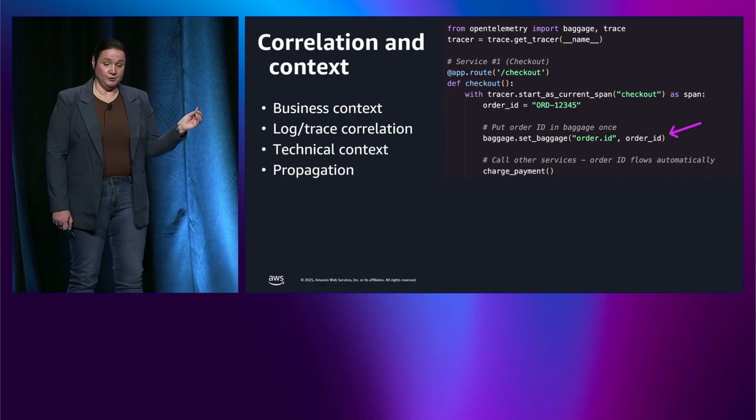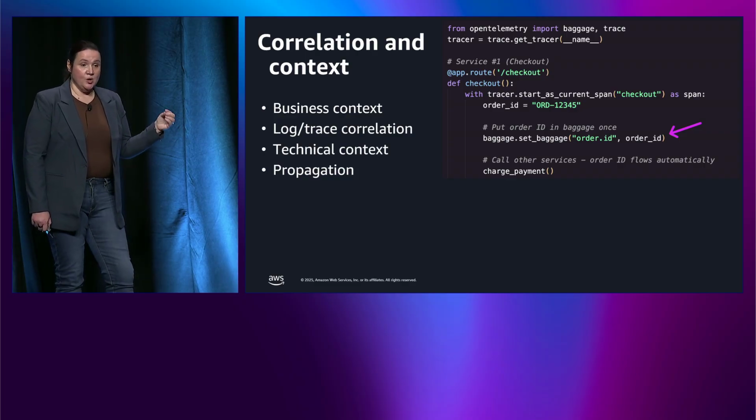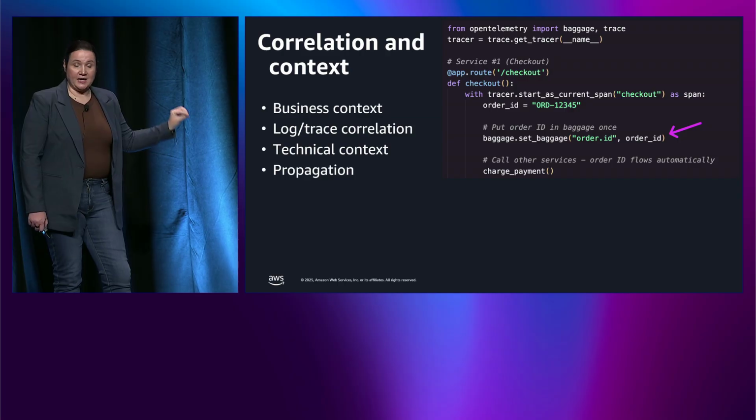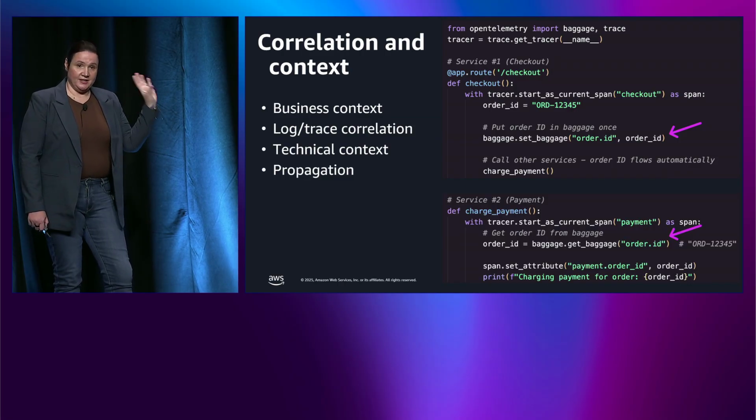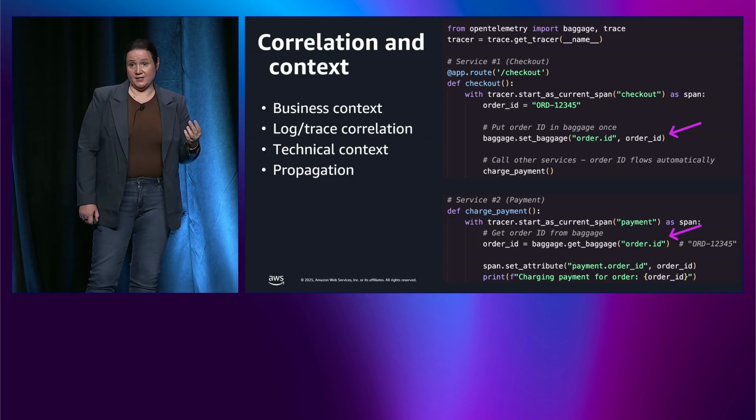So in the example, the checkout service will add the order ID. Again, I've hard-coded it, but it will add the order ID to baggage. But if later down the line, the payment service wants to record the order ID, it can retrieve that from baggage as well. And I'm using Python, but it could be using different code, and that would still apply. So that's, again, really useful.